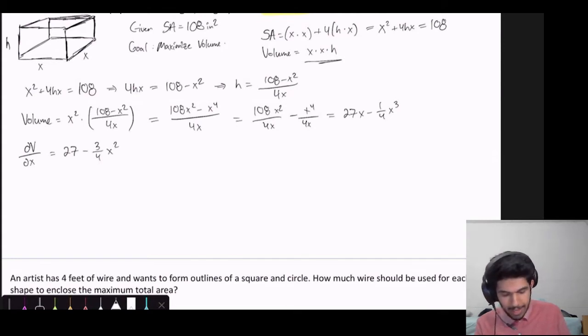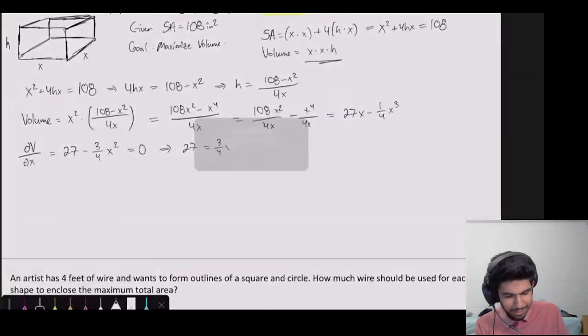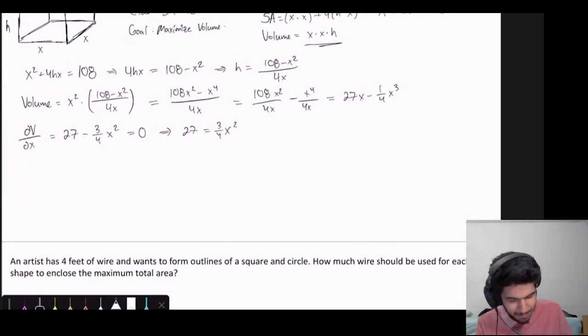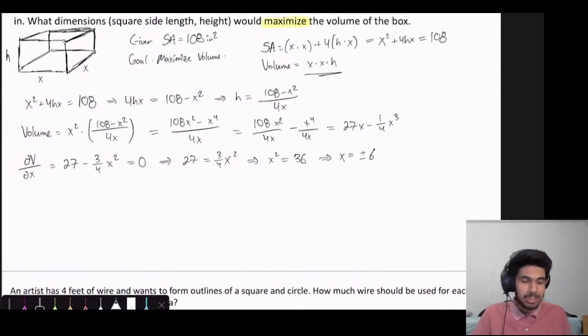Okay? And we want this to equal 0. So let's do that and solve for x. 27 equals 3/4 x squared. Oops, my battery is running low. It's okay, we'll be able to make it through it. We can multiply both sides by 4/3. We'll get this is equal to 36. So x equals plus or minus 6. And now we should stop.